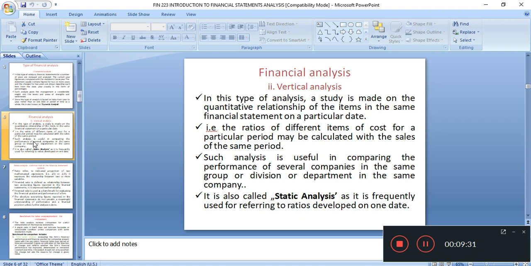Such analysis is useful in comparing the performance of several companies in the same group, or divisions or departments in the same company. It is also called statistical analysis, as it is frequently used for referring to ratios developed on one date. Here you use it for several companies by comparing divisions or departments. You look at the Department of Finance and the Department of Manufacturing in order to compare.